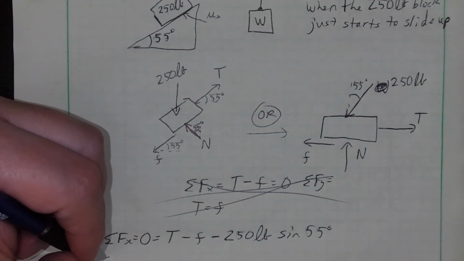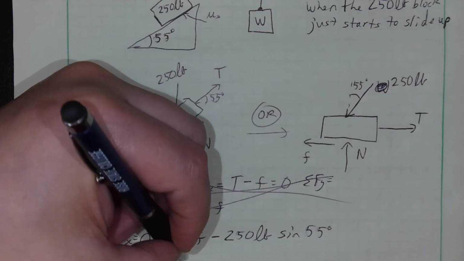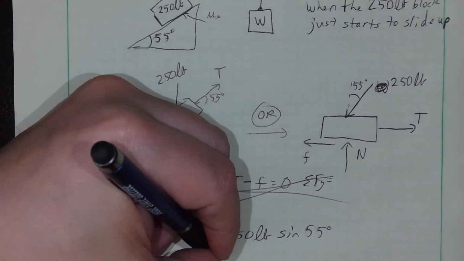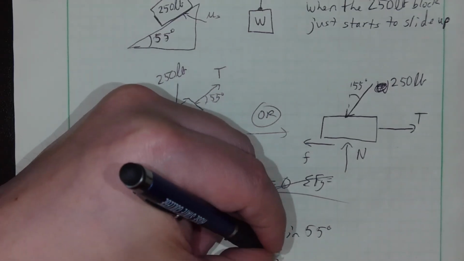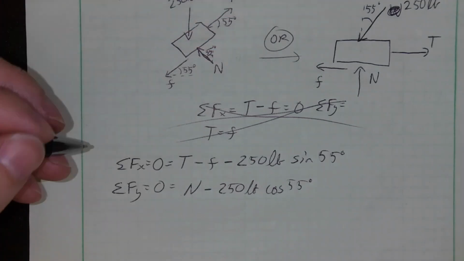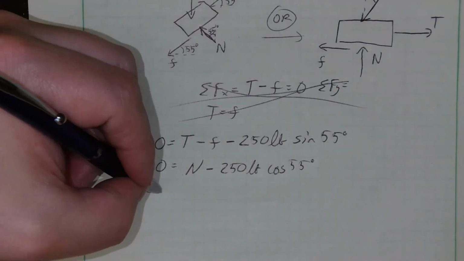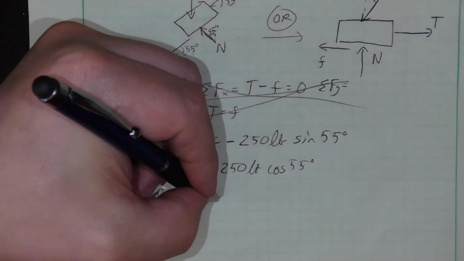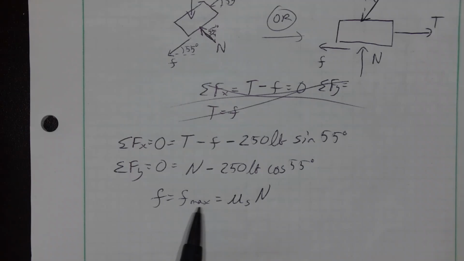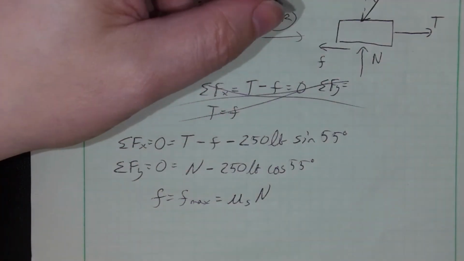Sum of forces in the y direction equals 0. So now in the y direction, I've got normal minus 250 pounds times the cosine of 55 degrees. So that's 2 equations, 3 unknowns, but remember, we are right at the point where it's just starting to slide. So that means we have reached the maximum friction value. That means we can set it equal to mu sub s times n. Otherwise I'd have to solve for f and n independently. But since we're at the maximum point, we can set them equal.